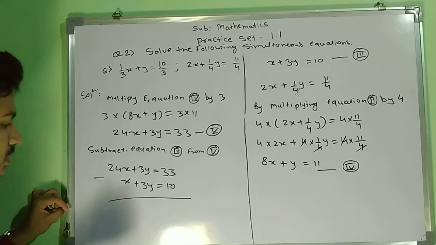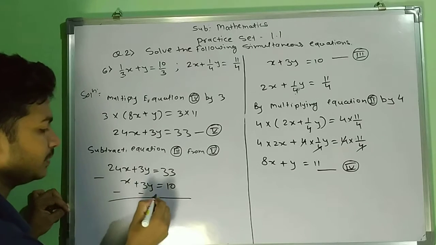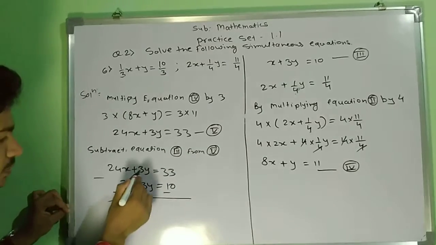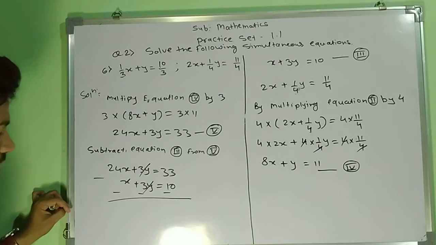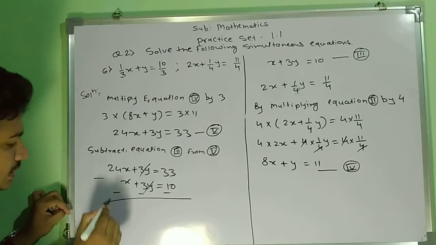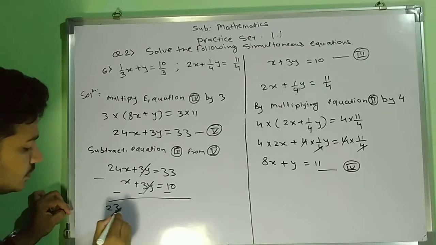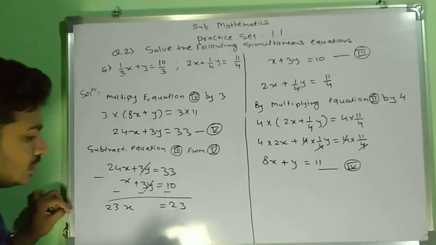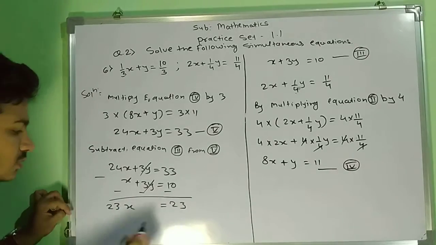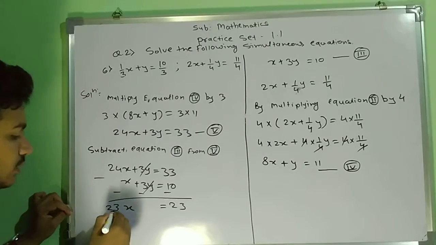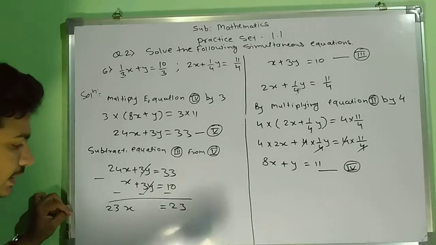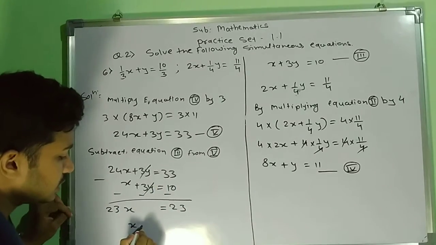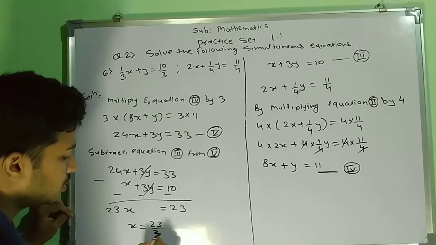As we have to do subtraction, the signs will change. The 3y will become negative, and the plus 10 will also become negative 10. So now plus 3y minus 3y will cancel each other. Now look here, 24x minus x gives 23x, equal to 33 minus 10, which is 23. So we have 23x is equal to 23. Now shift that 23 to the right hand side. After shifting, we get the value of x. So x will be equal to 23 upon 23.